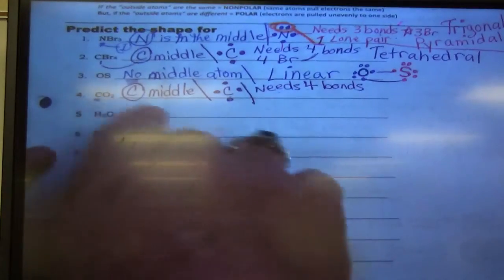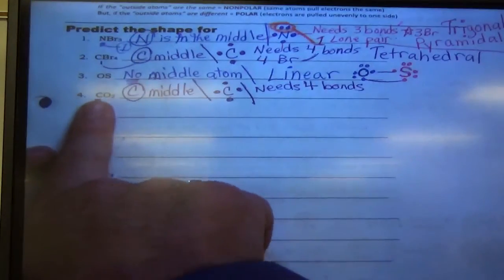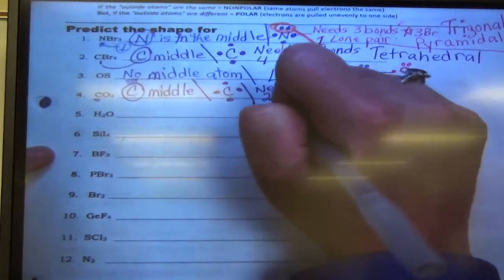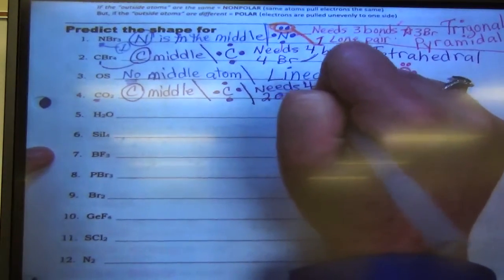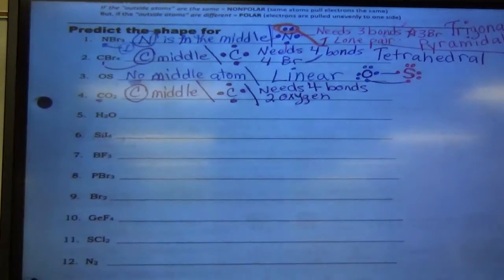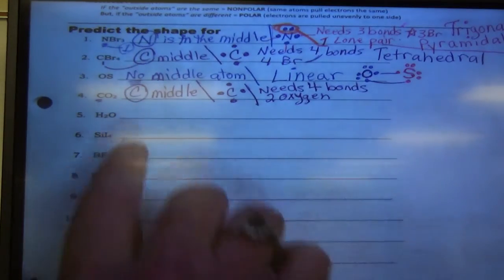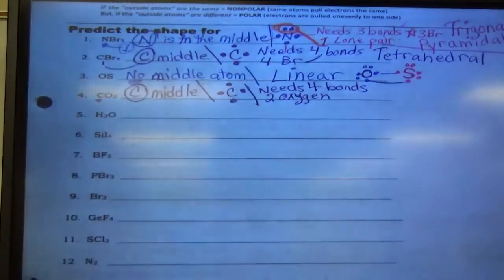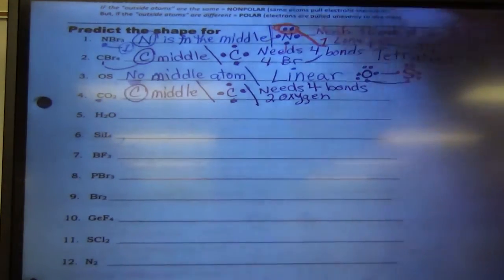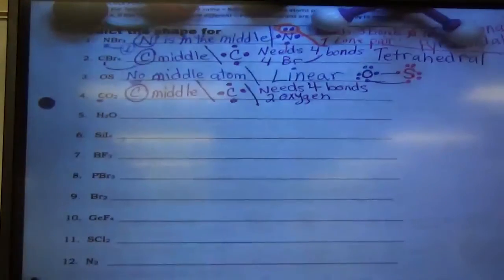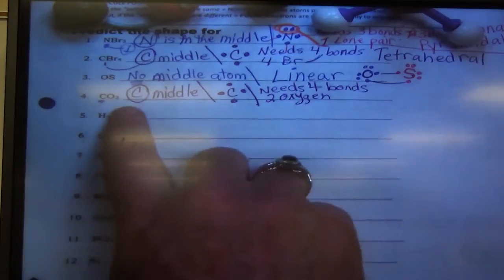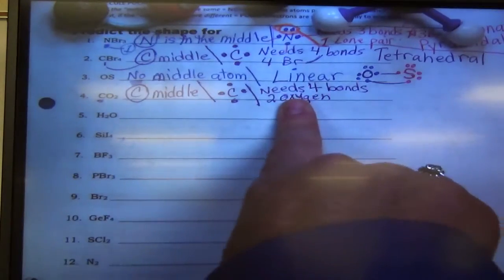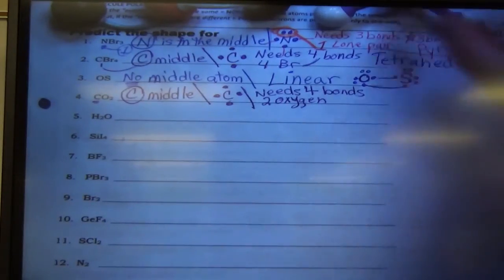Okay, now look at the formula. How many elements are going to attach to that middle one? 2. We have 2 oxygen in the formula with it. 2 oxygens are going to attach to the carbon. You see, I got that right off the formula. Now, a little bit ago, you already told me that tetrahedral had 4 bonds, and you told me that linear, like this, 2 double bonds, you told me that had 4 bonds. But what way does it have to be to have 2 oxygen attaching? Will it be linear or will it be tetrahedral? Linear. Yeah, it has to be linear.